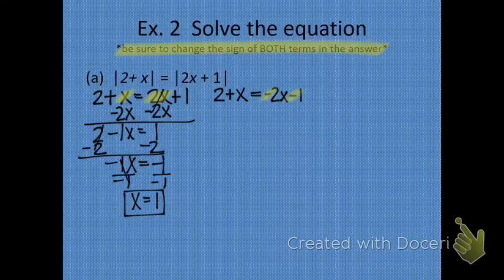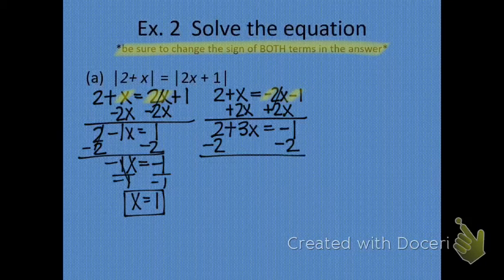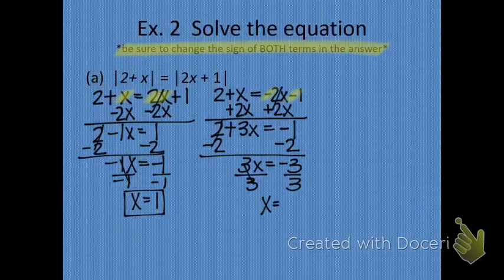Good. First thing we're going to do is add 2x to both sides because once again, we have a variable on both sides. So 2 plus, what's x plus 2x? 3x. Again, there's an understood 1 right there. And then it equals negative 1. What's the next step? Subtract 2. So we add or subtract. So 3x equals negative 3. And to finish this one off, divide by 3. So x equals negative 1. Beautiful job.